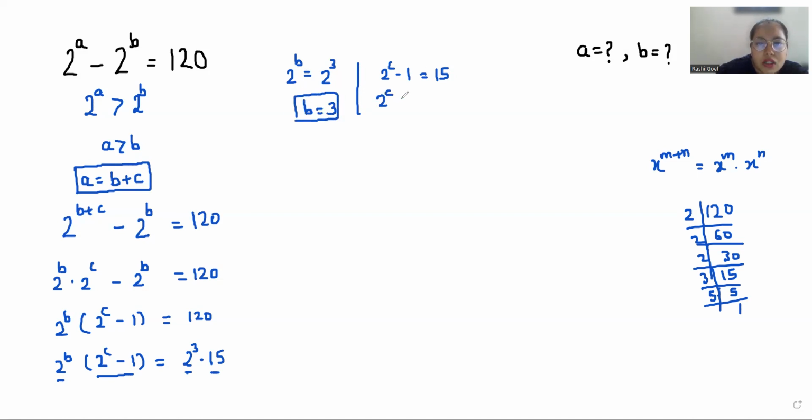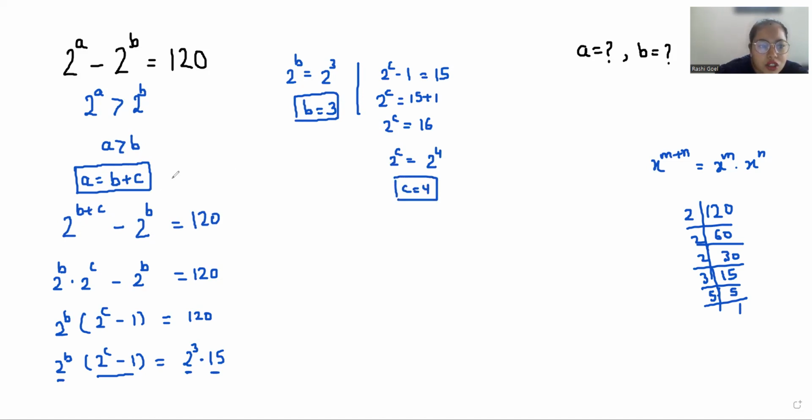And 2 power c is equals to 15 plus 1. 2 power c is equals to 16. We can write it as 2 power 4. So the value of c is 4.